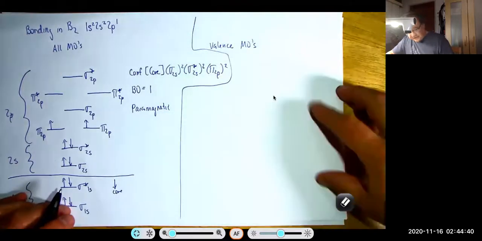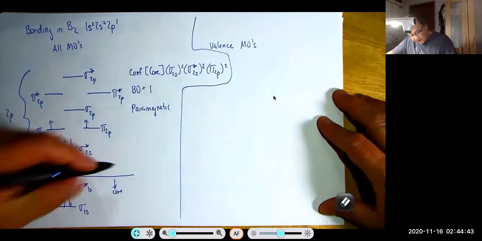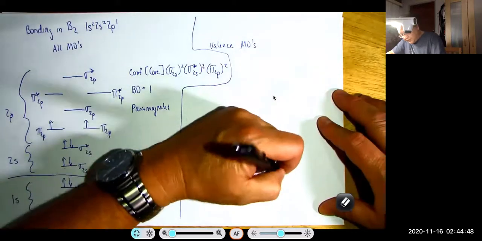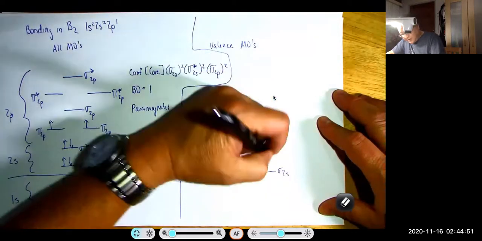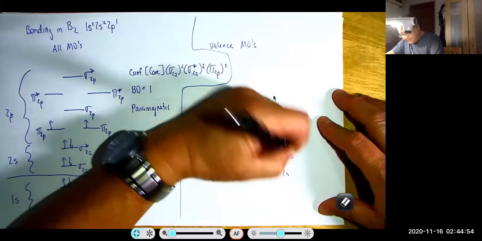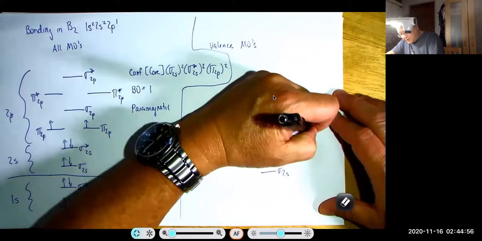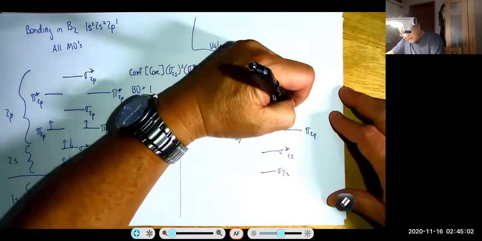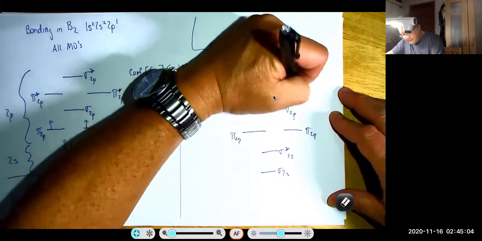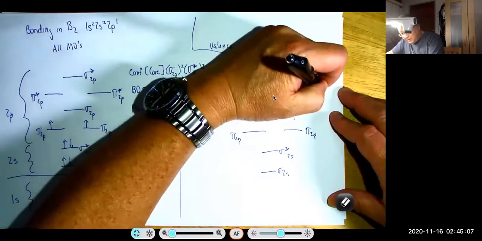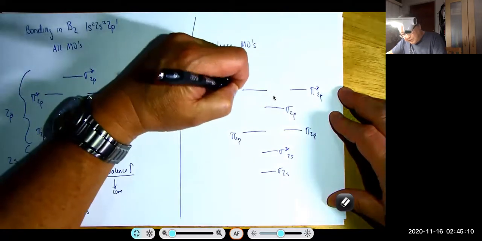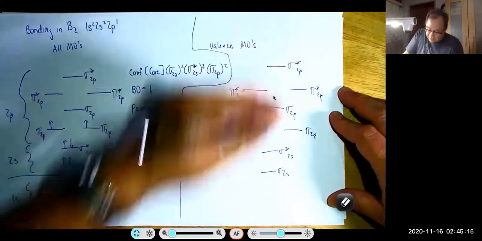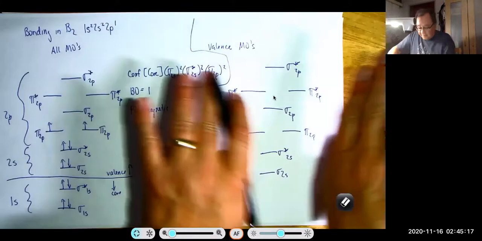Now let's look at just the valence MOs. So which ones are the valence MOs? They are these above. So here we're going to have the sigma 2s, the sigma star 2s, the pi 2p, the pi 2p, the sigma 2p, the pi star 2p, the pi star 2p, and then the sigma star 2p. So notice going up the middle, you have the sigmas, and going on the sides, you have the pi's.